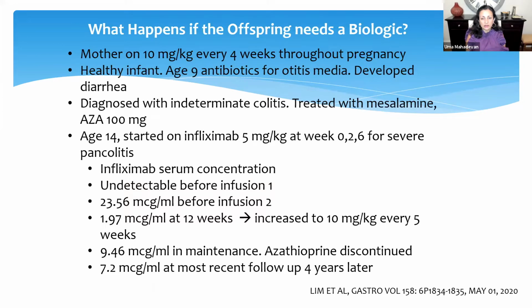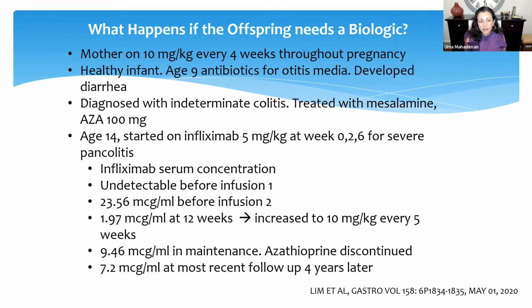And we all know that if you take a big break from monoclonal antibody therapy, you may reject it or have a reaction if you get it down the line. So what happens to these babies if they need the drug down the line? We had our first case, which was published in Gastro, of a mother who was on 10 milligrams per kilogram every 4 weeks throughout pregnancy.